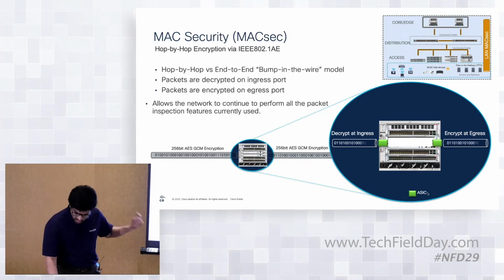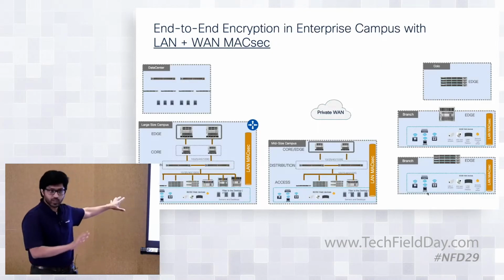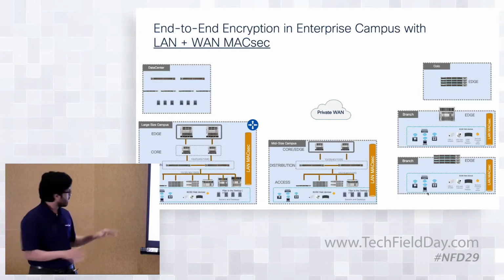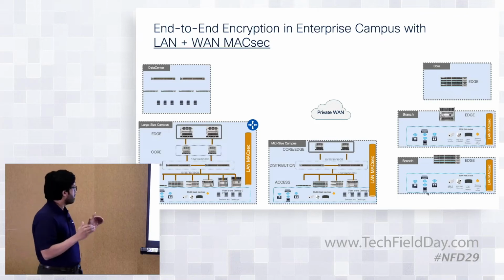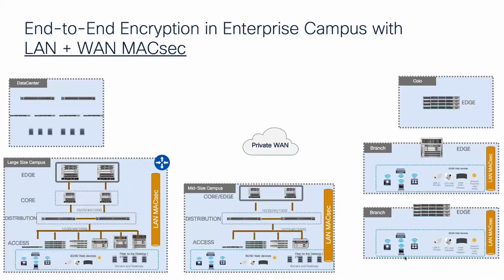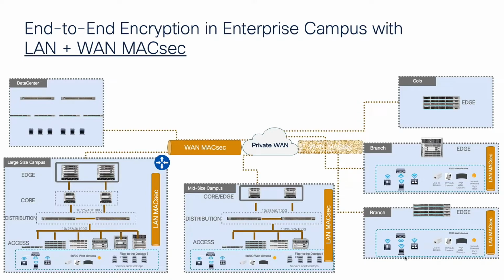Now, this is all good, right? We were able to encrypt everything within the campuses. This is one step that we have achieved. But how about when we need to go beyond to the WAN? Let's say I have a layer 2 service provider circuit, or maybe a Metro E circuit. I want to extend that encryption across the WAN. How would I do it? Obviously, LAN MACsec will not work in that case. So this is where WAN MACsec comes into the picture.